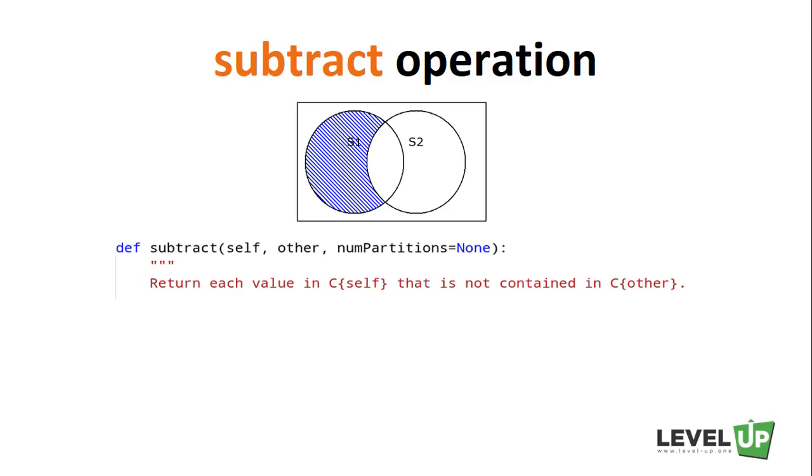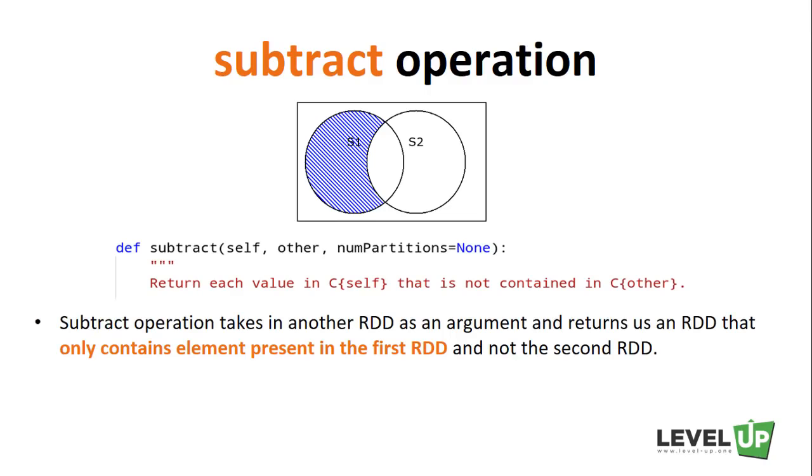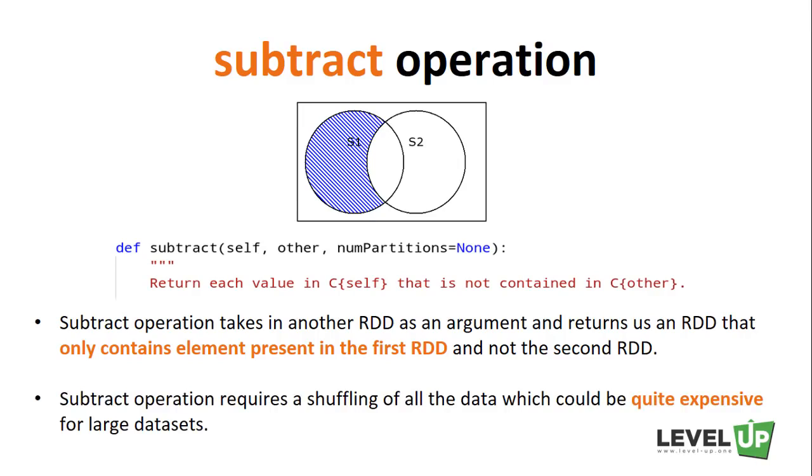The next one is subtract. The subtract function takes in another RDD as an argument and returns us an RDD that only contains elements present in the first RDD and not the second RDD. This is useful if you want to remove some elements from an existing RDD. Similar to intersection and distinct operations, subtract operation requires a shuffling of all the data, which could be quite expensive for large datasets.